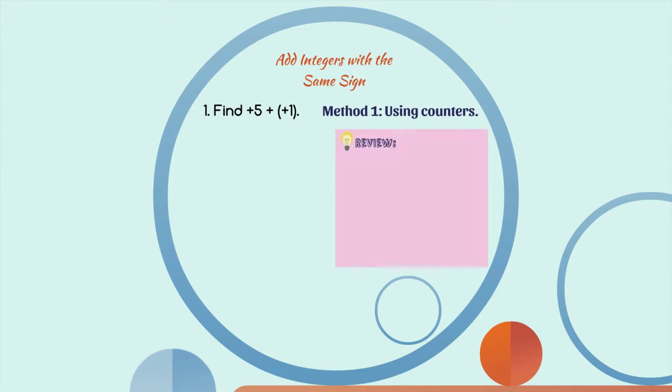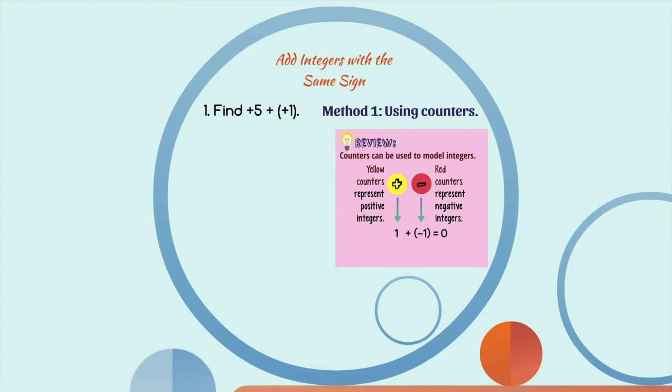Let's have a quick review about counters. For those who don't know yet, counters can be used to model integers. We have two types of counters. Yellow counters represent positive integers, while red counters represent negative integers. We're going to add one yellow counter and one red counter, which is also 1 plus negative 1. The answer would be 0.